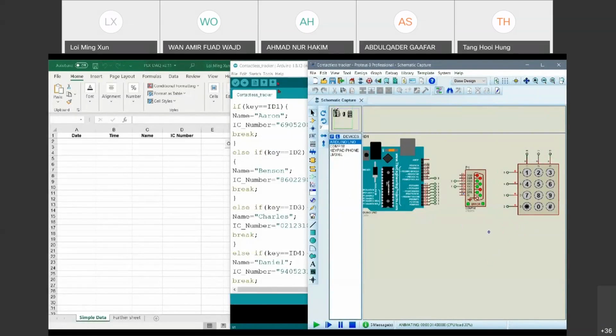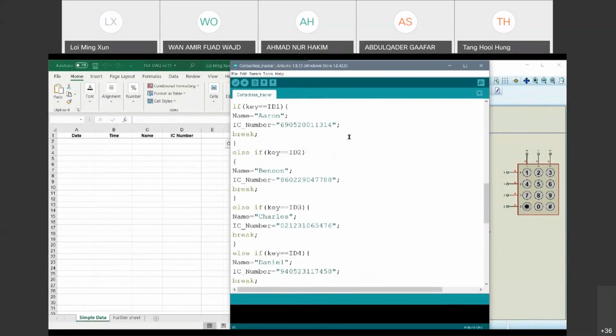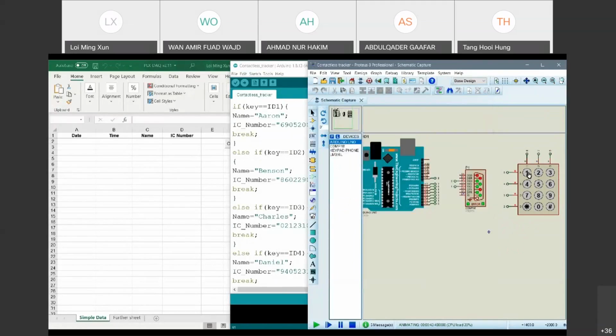Firstly, the name and IC number of the user is stored in the device according to each tracker number. For example, tracker number 1 is held by Aaron, tracker number 2 is held by Benson. When an input is detected, the name, IC number of the holder will be recorded in an Excel sheet. This enables the host of the system to track the date, time, and also the identity of the visitor.